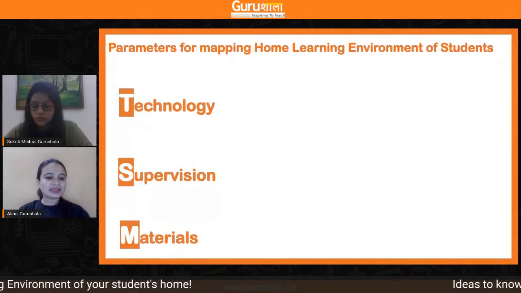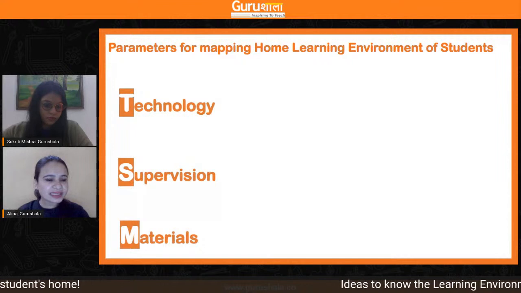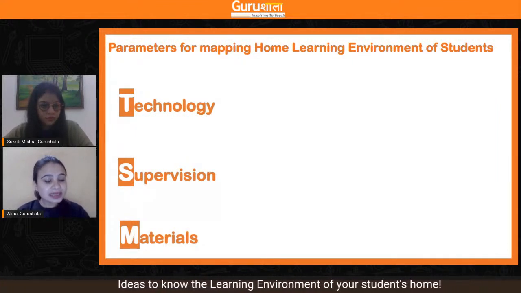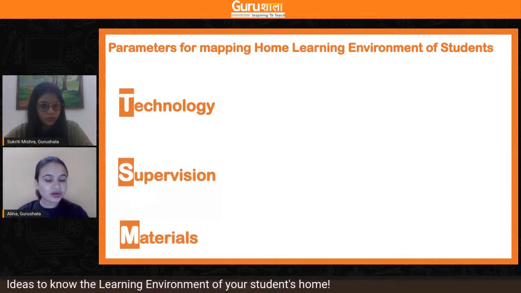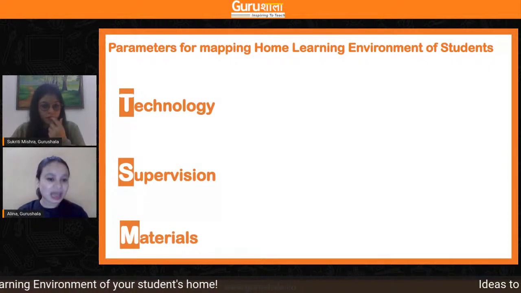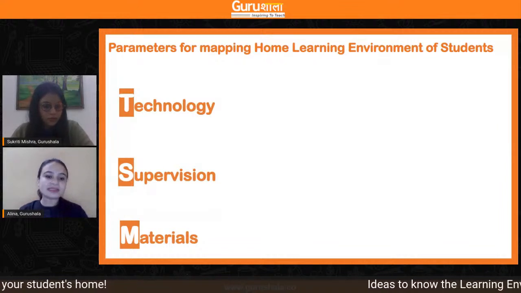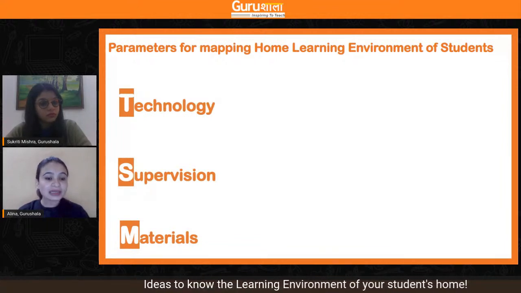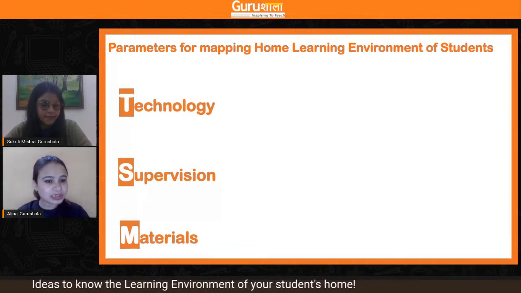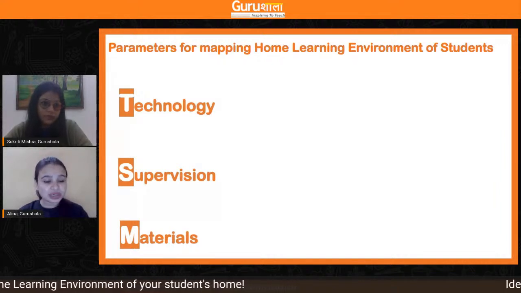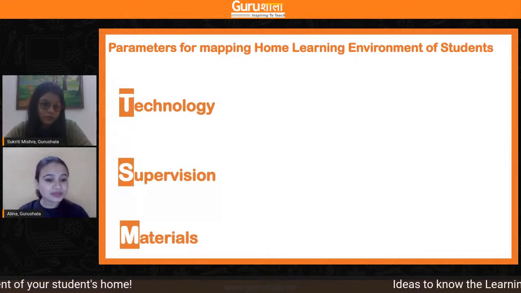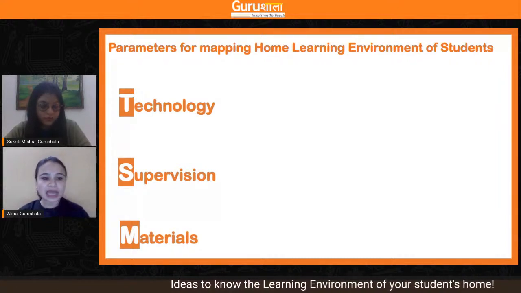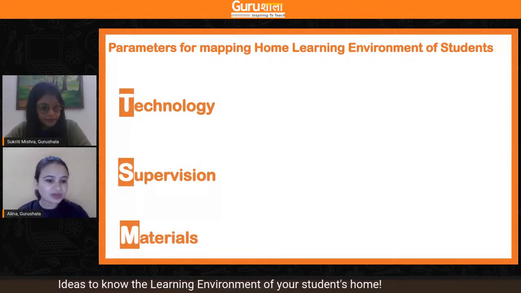As we can see on our screen, these three parameters are technology, supervision, and materials. These three parameters are very important for a smooth online class. First is technology. As we know, in online teaching, technology has played a major role, and to some extent it has become really important that at least a little bit of accessibility of technology is available to access the learning material and to communicate with the teachers and with fellow students as well.